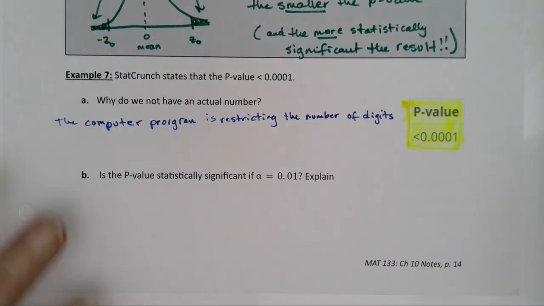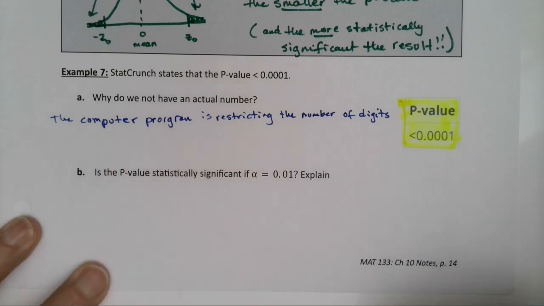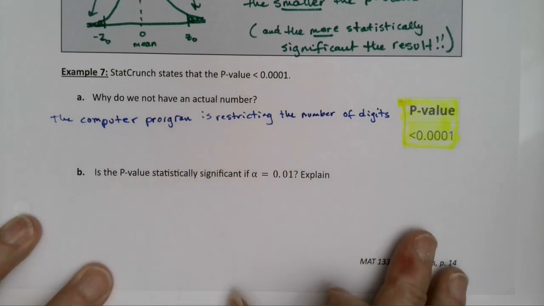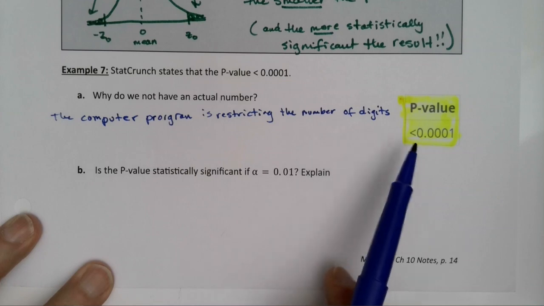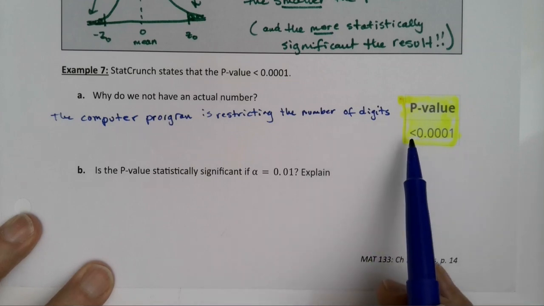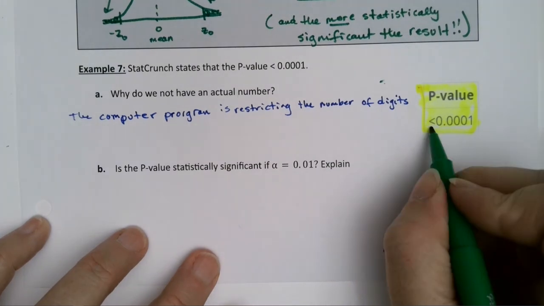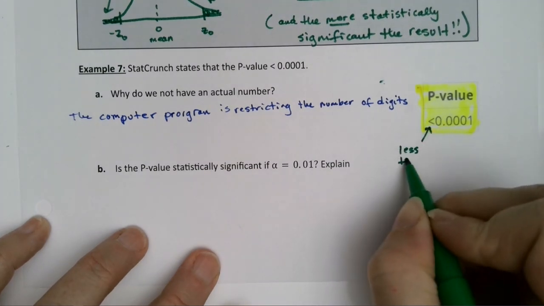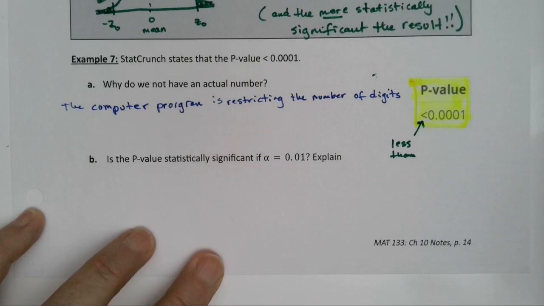So it's restricting the number of digits possible. It's not going to tell you the p-value, so we have to think about what it means then. What's happening is this p-value is actually really, really, really little. This little symbol right here means less than. So they're telling you, hey, we're not going to give you the p-value because it's just got too many zeros in it.